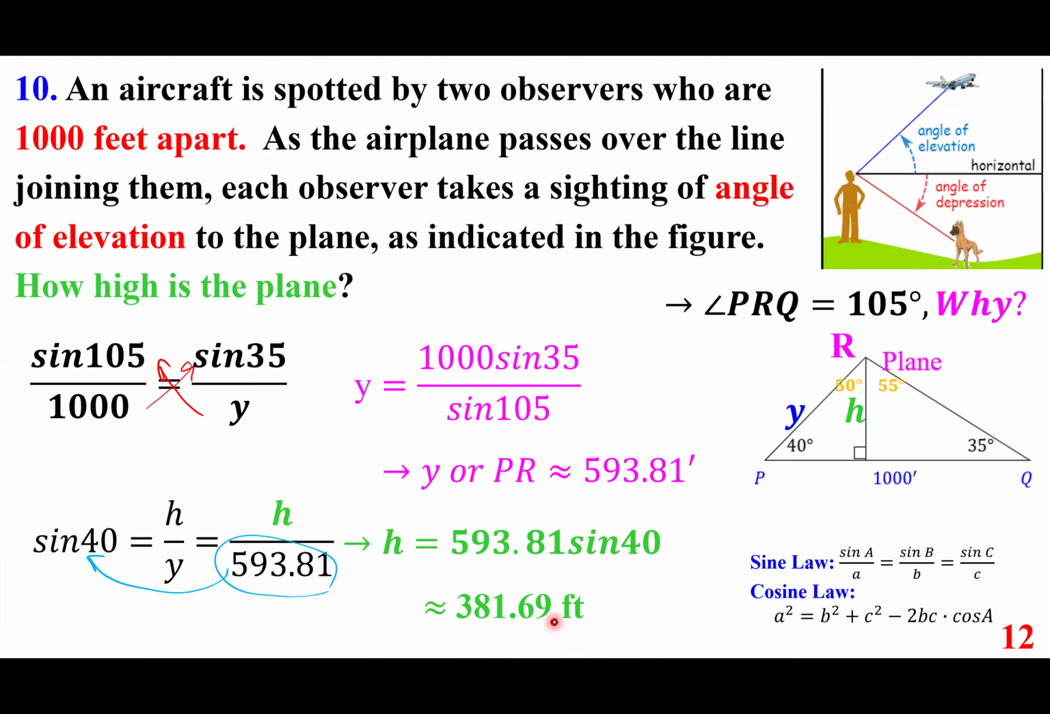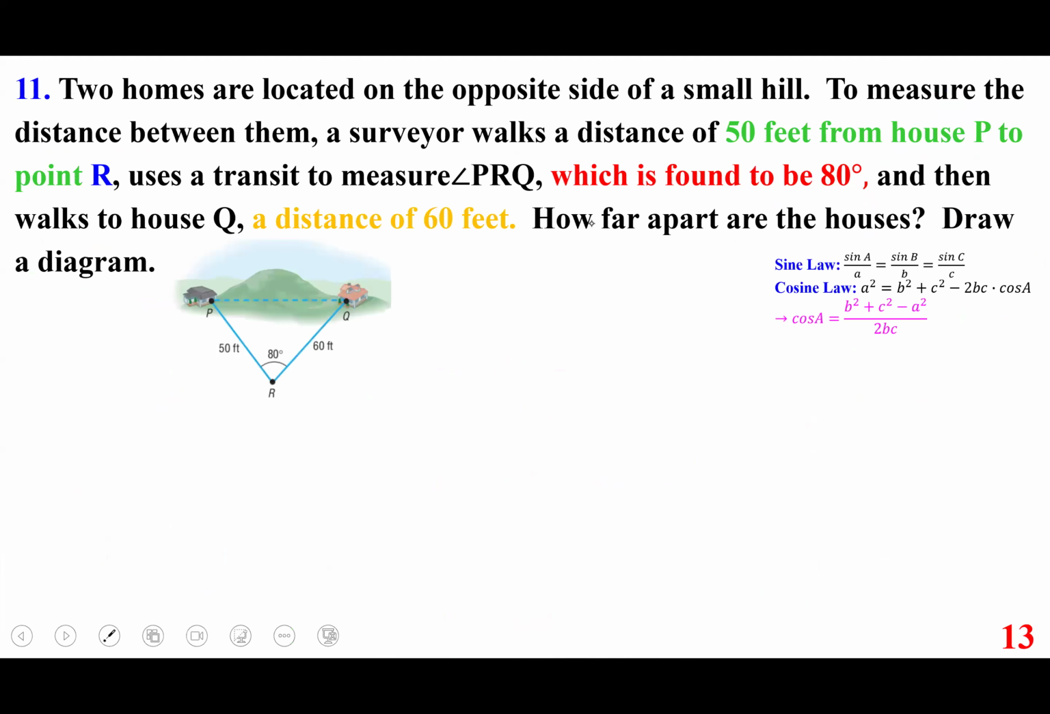Again, it's important to be able to come up with this if it's not given. For example, here again, they have given us, but this has enough information. We should be able to come up with these two homes are located on the opposite side of a small hill. To measure the distance between them, a surveyor walks a distance of 50 feet from house P to point R. So from one of the houses, we go away by 50 feet. And that point, we call it R.